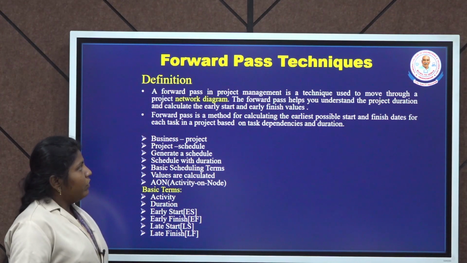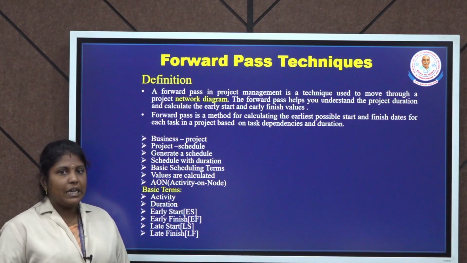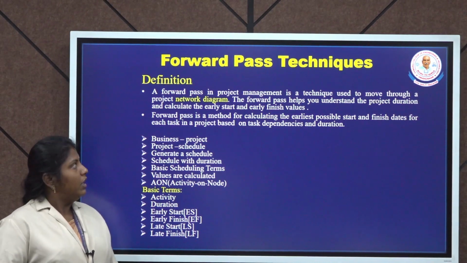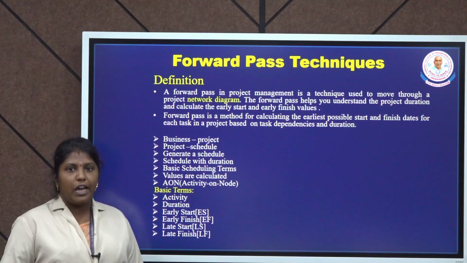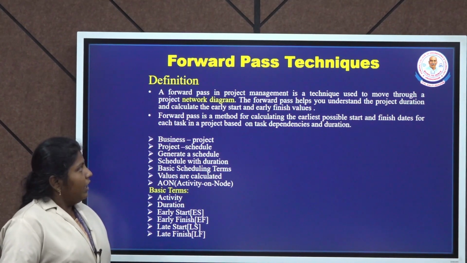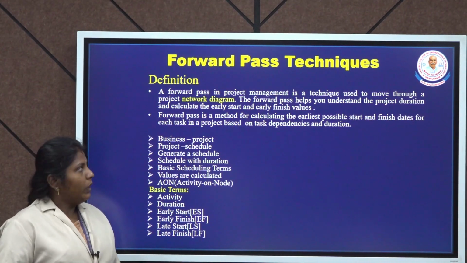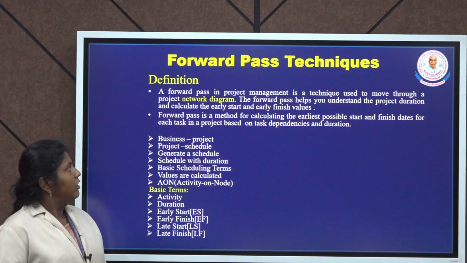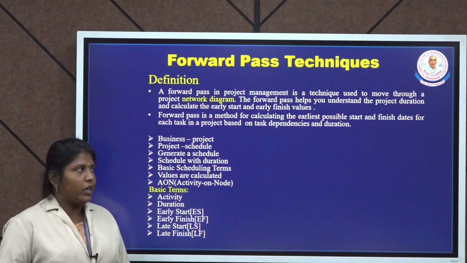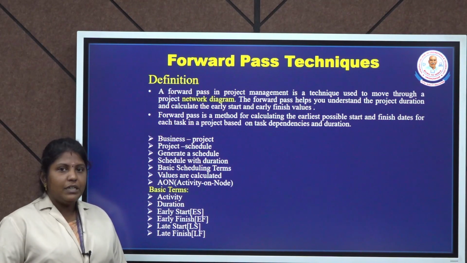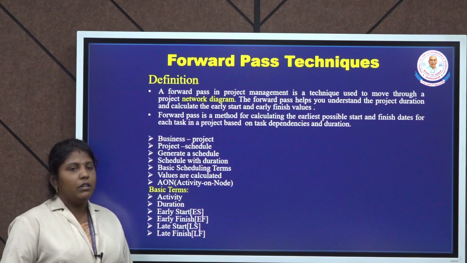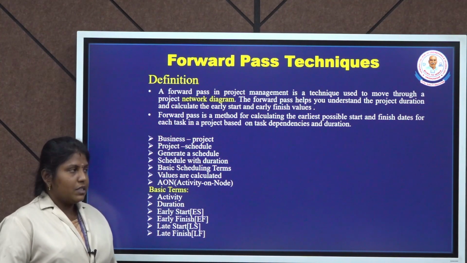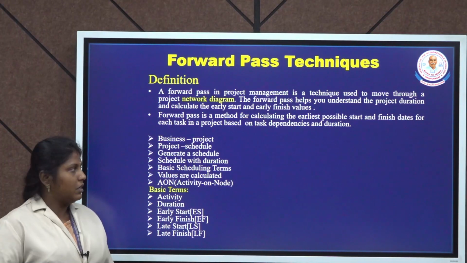So, the forward pass helps you to understand the project duration and the calculation of the early start and early finish values. It is a method for calculating the earliest possible start and finish dates for each task in a project, based on task dependencies and durations. This is the main concept we are going to see one by one in this forward pass technique.